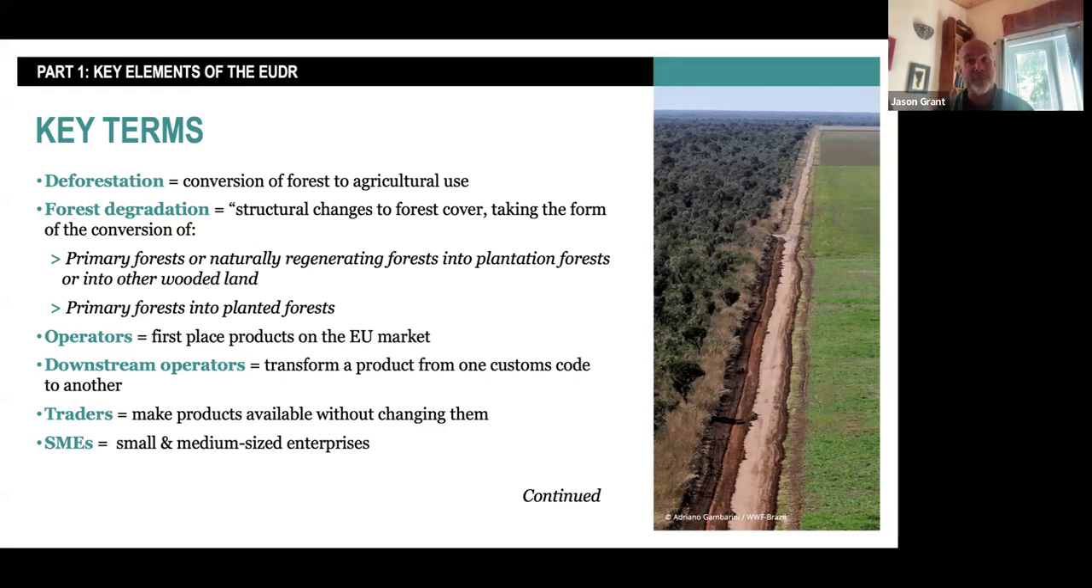Then there's this term downstream operators, and these are companies who take an in-scope commodity or product and do a manufacturing step, a transformation step where it changes from one HS code classification to another. And then there are traders who basically buy and sell. And there are different levels of requirements for large companies and small and medium enterprises, or SMEs.